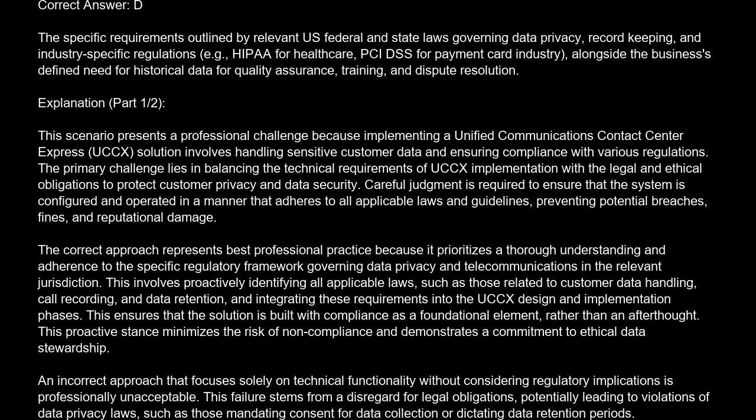The correct approach represents best professional practice because it prioritizes a thorough understanding and adherence to the specific regulatory framework governing data privacy and telecommunications in the relevant jurisdiction. This involves proactively identifying all applicable laws, such as those related to customer data handling, call recording, and data retention, and integrating these requirements into the UCCX design and implementation phases. This ensures that the solution is built with compliance as a foundational element, rather than an afterthought. This proactive stance minimizes the risk of non-compliance and demonstrates a commitment to ethical data stewardship.